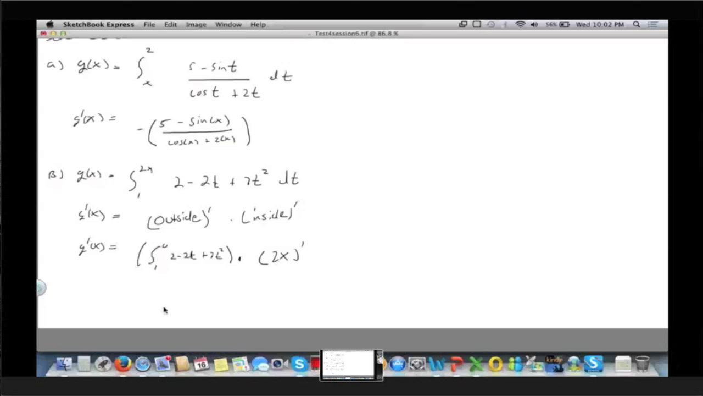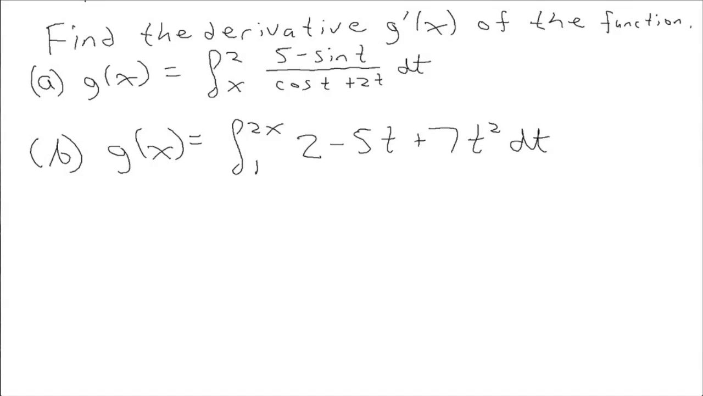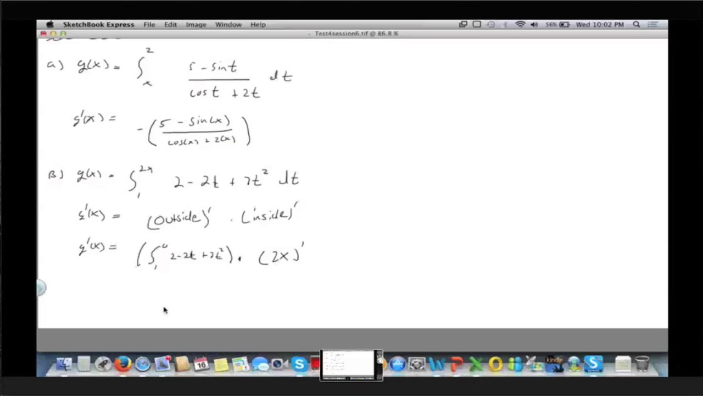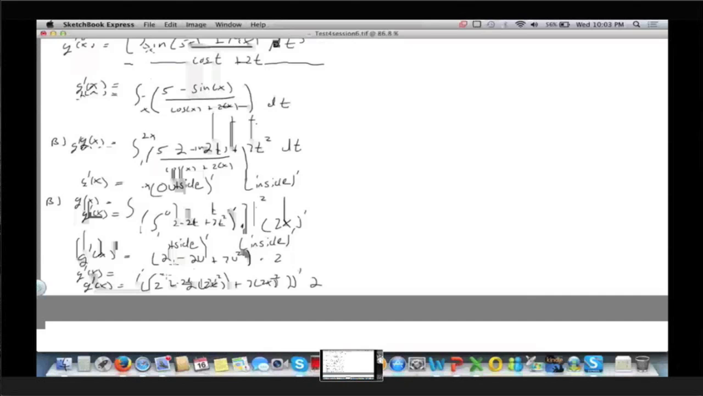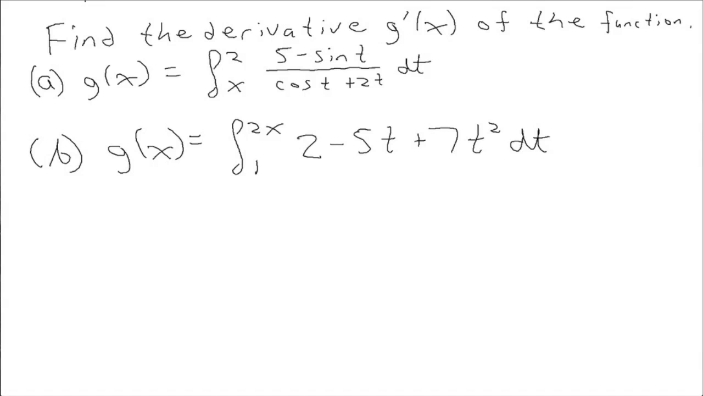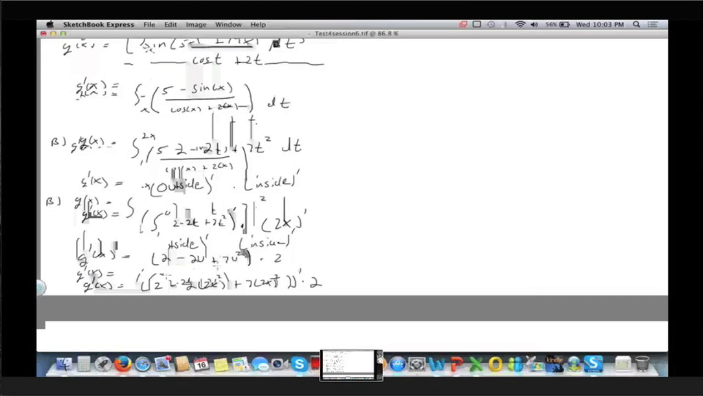So use the triangle. The inner function is 2x. The outside function is this. I want to use the limit. I take the derivative of this. And 2 minus 3u plus 7u squared is the result. And so substitute the inner function back in for u. Okay.